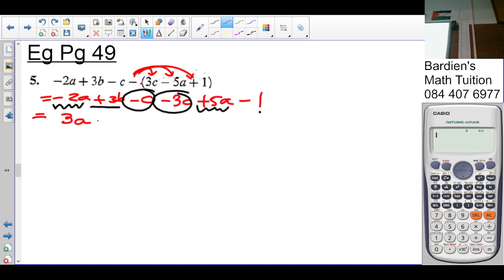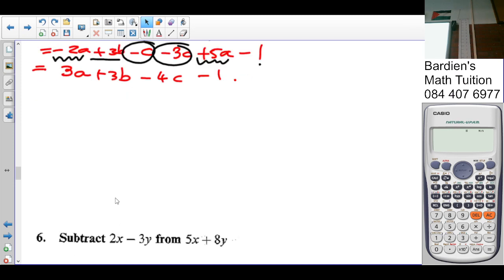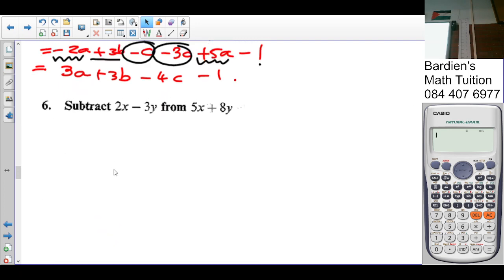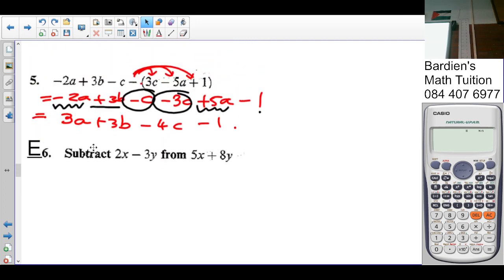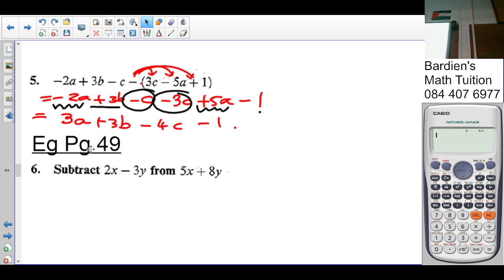So you got 3b, it's on its own. What's minus c minus 3c? You got negative 1 minus 3. Negative 4c. And then minus 1. People, use your number lines. You are missing the sums up here because you think you're brave. You think you can do these sums out of your head.